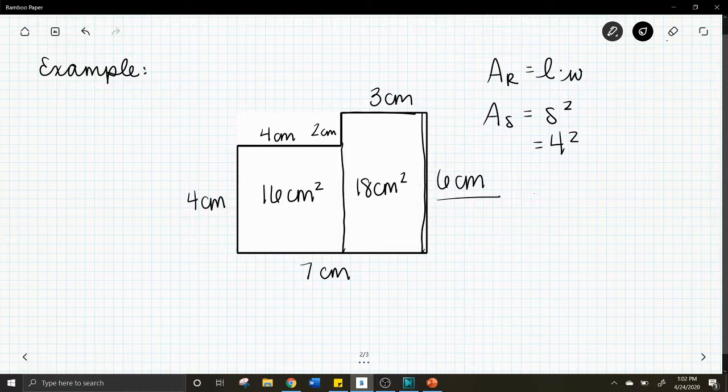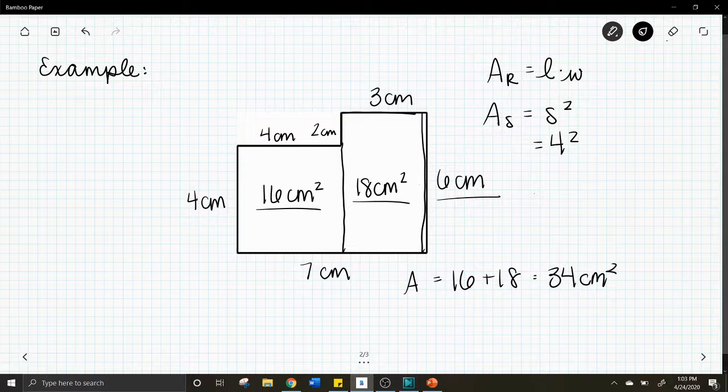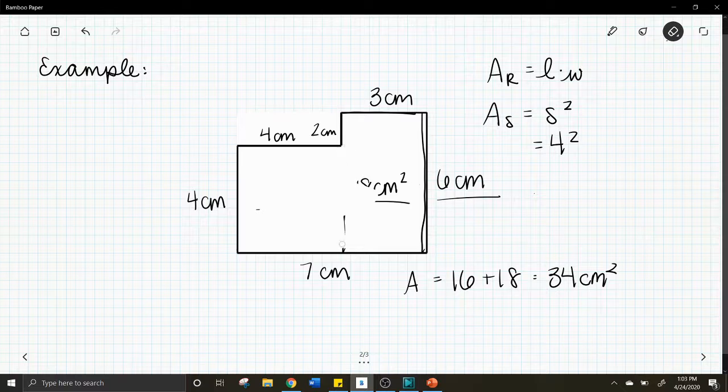So now to find the overall area of this complex shape, we'll simply add those two areas together. Okay, so the area of the complex shape as a whole would then be 34 square centimeters. Now I just want to show you something really quickly, that if we had decided to divide this complex shape up the other way, we would have gotten the same answer. So let's look at that.